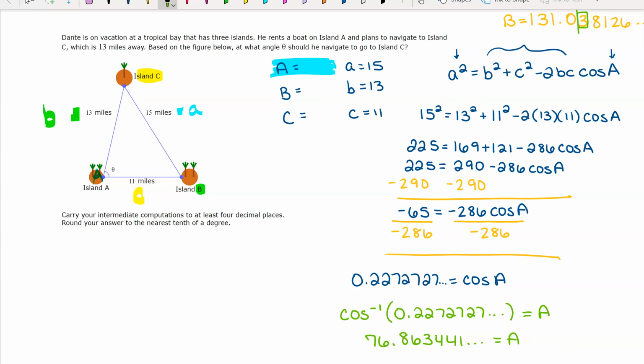And it says round your answer to the nearest tenth. So it should be 76 point either 8 or 0.9. I look to the right. 6 tells me to bump up the 8. So I'll say A equals 76.9 degrees. Now I encourage you to try this again with angle B and angle C, even though it's not what they asked, just for some practice.